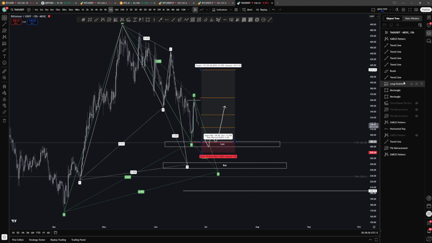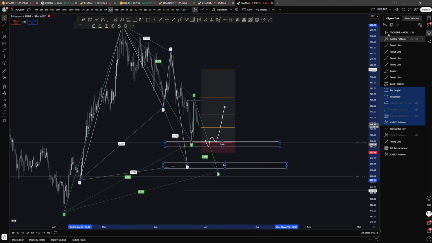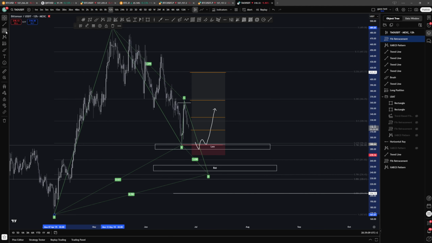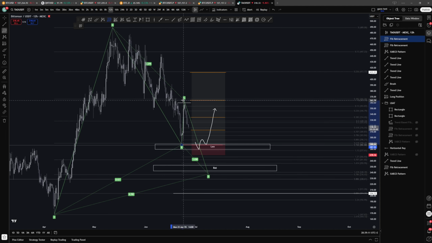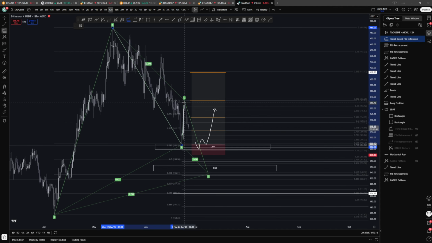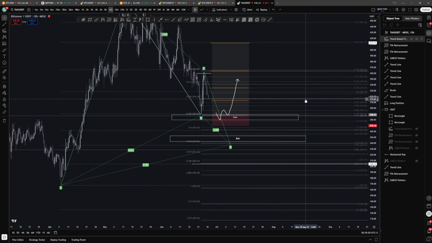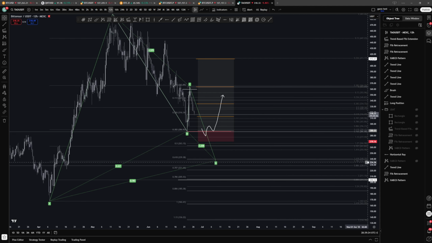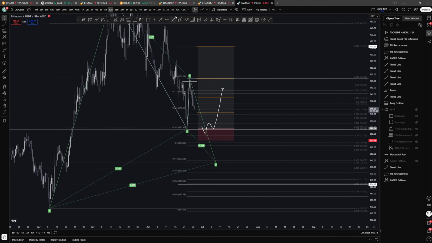Okay. Chart's gonna look a bit chaotic. Let me organize it real quick. And draw this one out manually as well, because honestly, this chart looks very tradable. Yeah, this looks a lot better. I like this one a lot more.